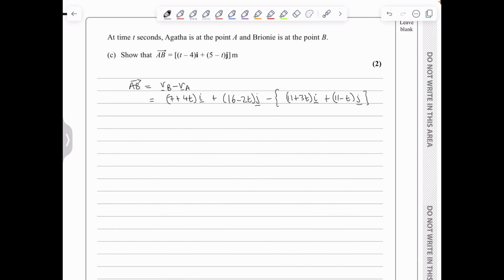So this means if I look at the i components, I got 7 plus 4t minus (11 plus 3t), and all of this is the i component, plus 16 minus 2t minus (11 minus t), and that's the j component, which simplifies to (t minus 4)i plus (5 minus t)j meters as required.